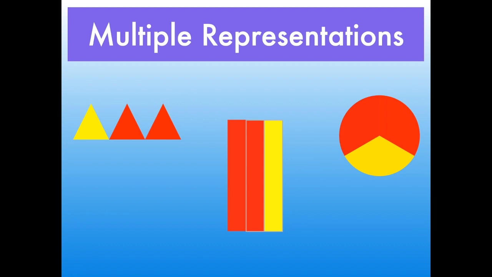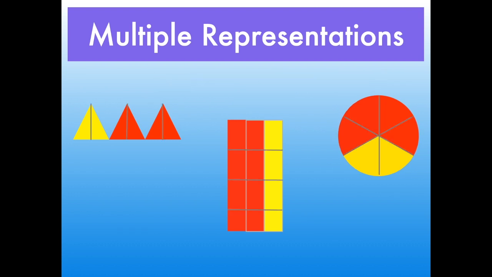So how are all of these the same? All of the yellow parts are 1 out of 3. All of the red parts are 2 out of 3. And each group has 3 in it. See how the triangles, all the groups are the same size. Whether they're yellow or red, they're the same size. Look at the circle. Each part of the circle is the same size, whether it's red or yellow.